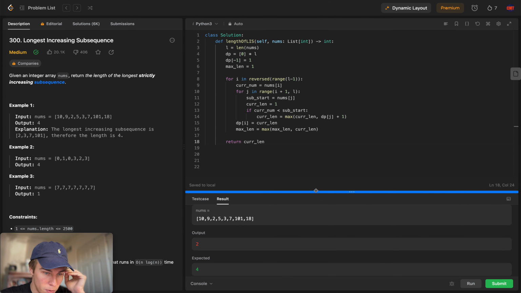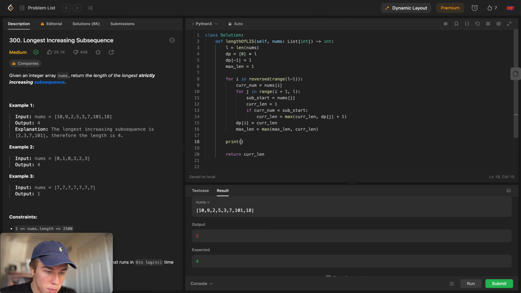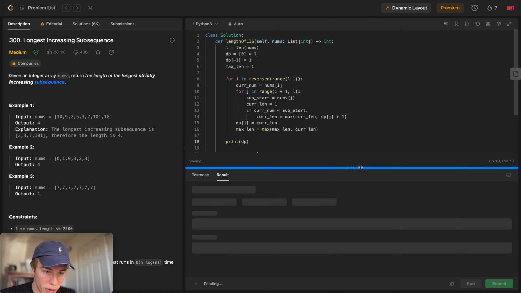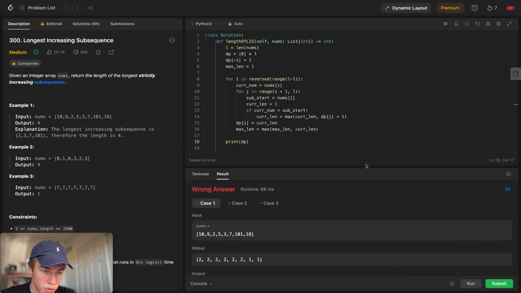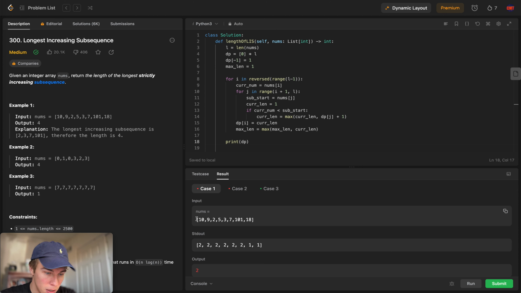And it does not. We have an error somewhere. Let's print dp and see where we're going wrong. I presume that it might be somewhere with the... So I'm definitely messing up somewhere here. 1 1 2. So at this point, at 3, we should be looking at a max. We should be looking at a 3 here as well, because 3 7 101 is a valid subsequence. So what is going on here?